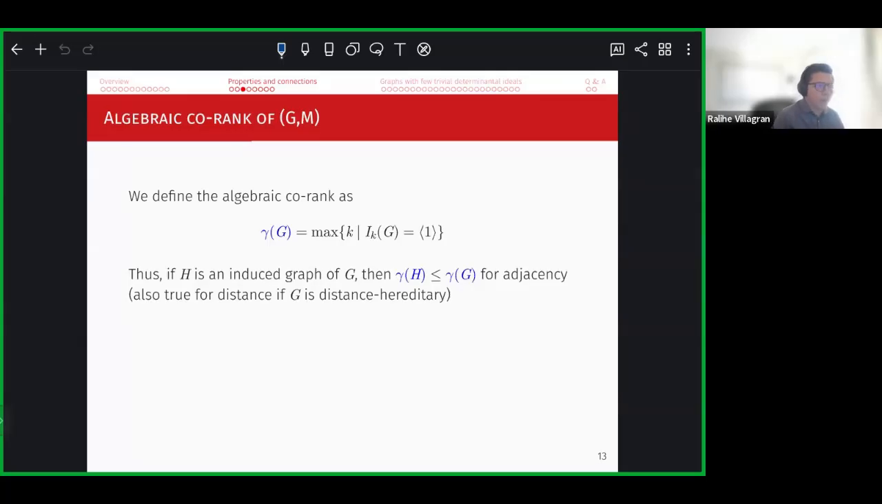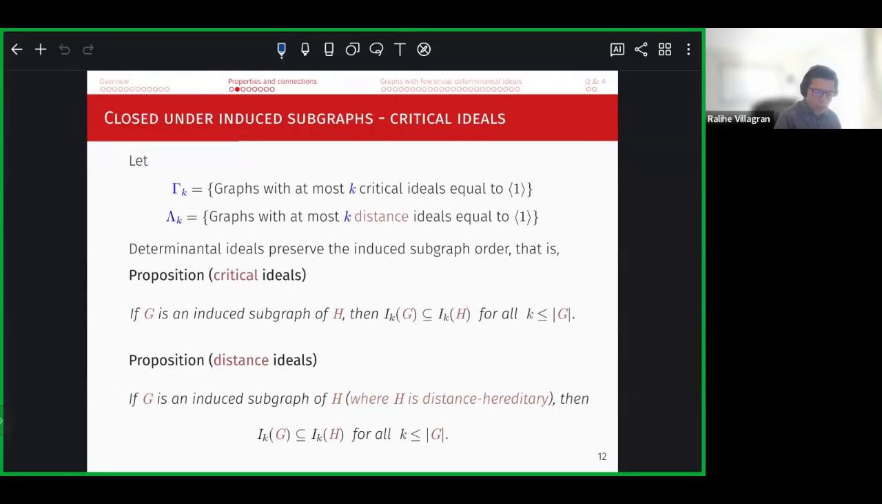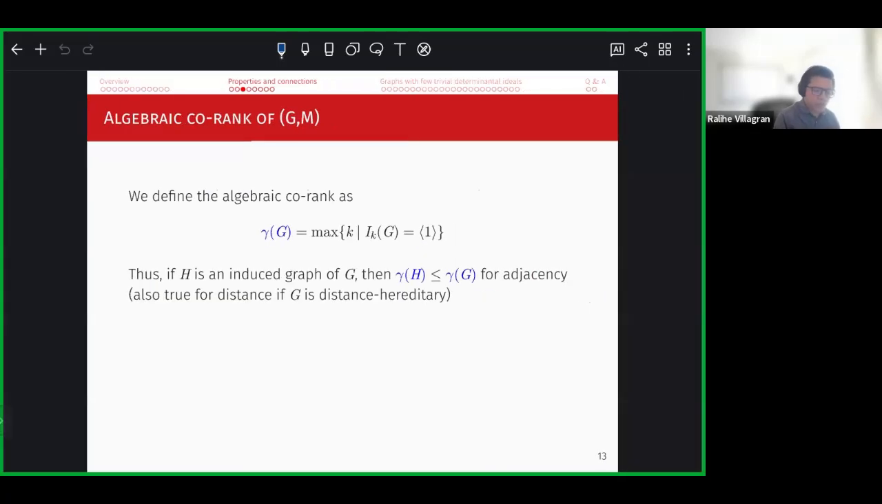So we define the algebraic rank. If we are thinking about graphs with at most k critical ideals trivial, then let's think about this parameter: the maximum k such that the k-th critical ideal, or distance ideal, or determinantal ideal is trivial. And in this case, if H is an induced graph of G, I'm changing the order, sorry about that, then the algebraic rank of H is at most the algebraic rank of G. For adjacency, again, for distance, we need the distance hereditary property.